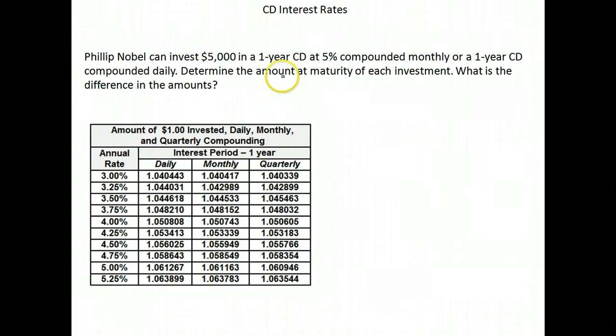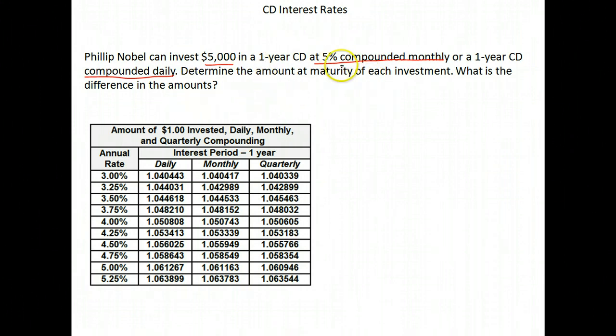All right, let's take a look at some CD rates. So again, we have that big formula you can use, or sometimes they'll give us the chart, which is always nice. Okay, so here's Philip Noble. He can invest $5,000 in a 1-year CD at 5% compounded monthly, or a 1-year CD compounded daily. Determine the amount at maturity of each investment. What is the difference in the amounts?